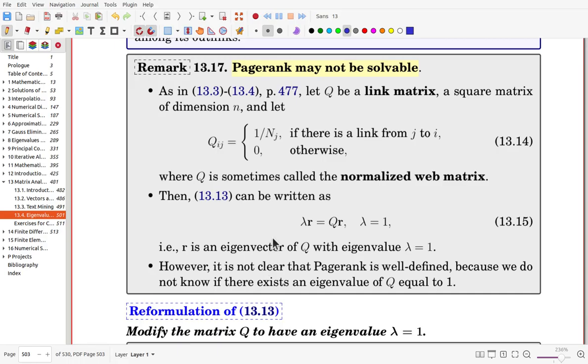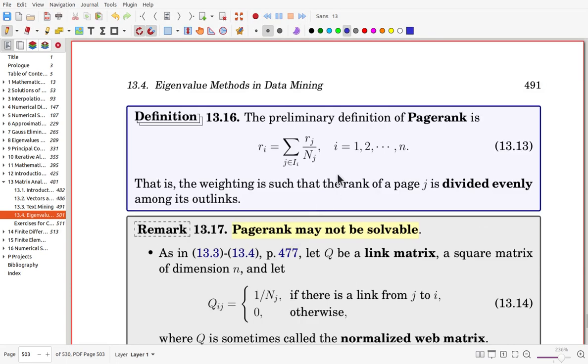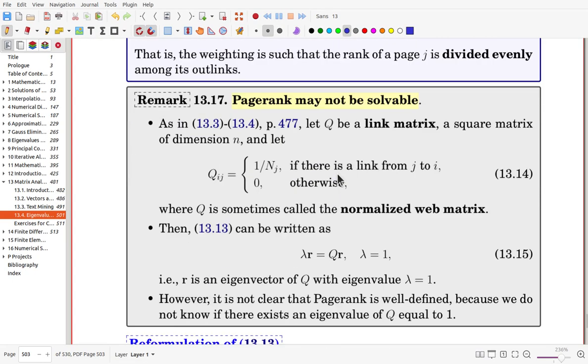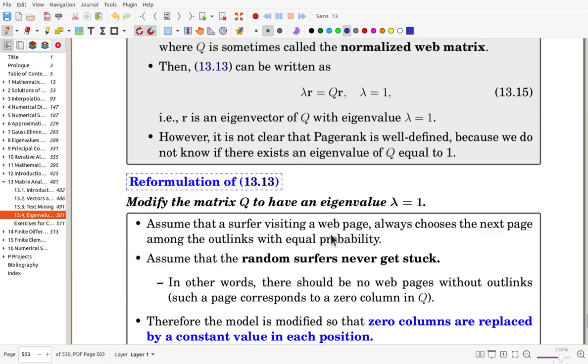However, at this moment, it is not clear that this PageRank is well defined because we don't know yet if there exists an eigenvalue of Q equal to 1. So we need a reformulation of that PageRank equation. Okay, let's do this one. Now, we'll modify it such that the modification admits eigenvalue 1.